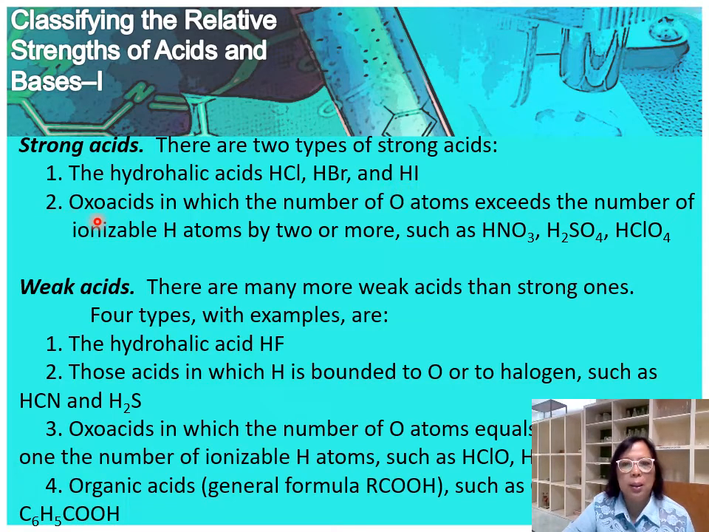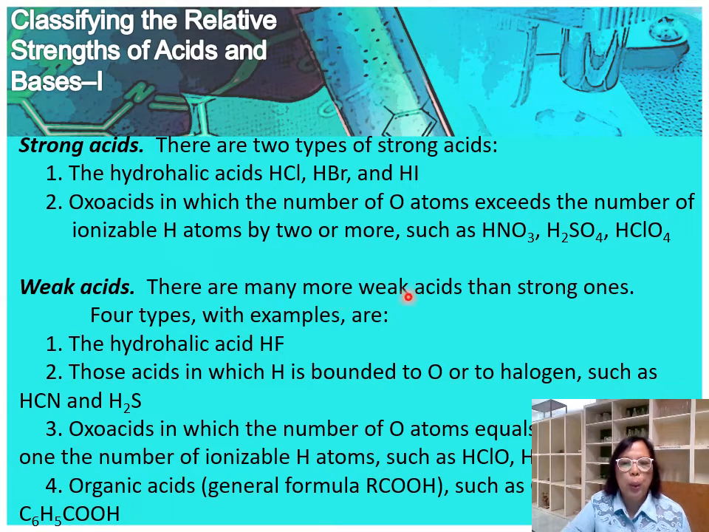If we say oxoacid, they contain the atom oxygen, and the number of oxygens exceeds the number of hydrogens. For example, nitric acid, sulfuric acid, and perchloric acid. The one I was telling you last time is that the number of oxygen is higher than the number of hydrogen. Or else, if the hydrogen is higher than the oxygen, this could be classified as a hydrohalic acid. But since the number of oxygen is higher than hydrogen, this is still an oxoacid. Okay?